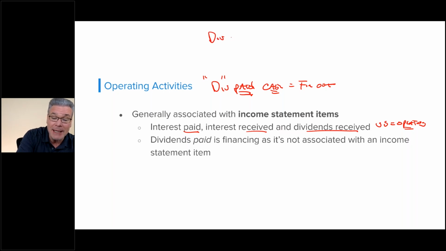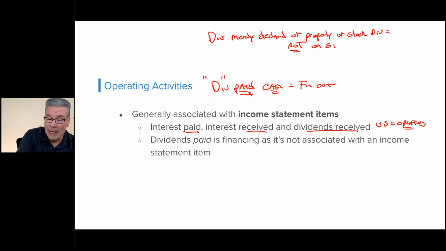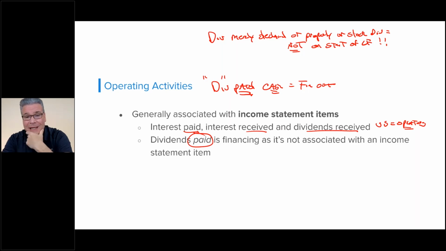If the dividend is merely declared, or it's a property dividend, or a stock dividend, that is not on the statement of cash flow, because there's no cash in, there's no cash out. All righty. So dividends paid, financing outflow under US GAAP. Okay, I know under IFRS you have an option, not under US GAAP, financing outflow.